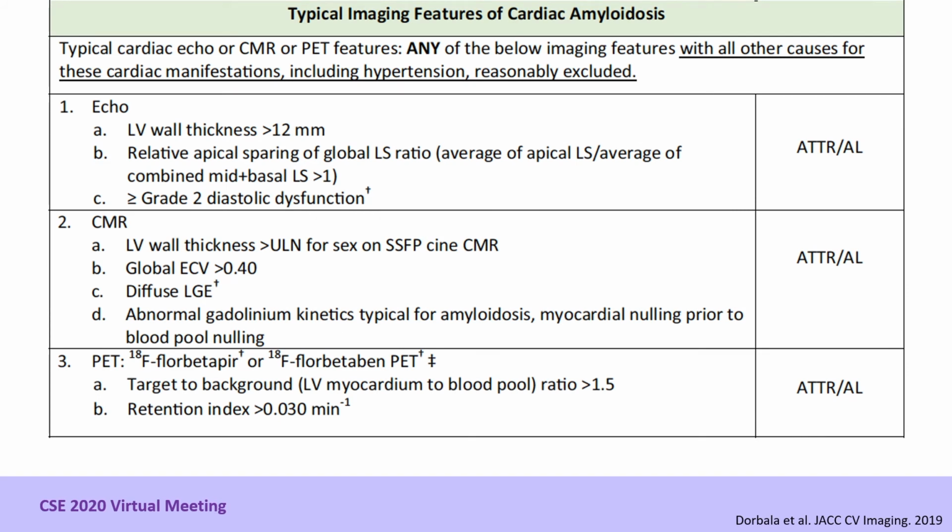Typical imaging features of cardiac amyloidosis were proposed in the 2019 consensus recommendations. On echo, they identify increased LV wall thickness more than 12 millimeters, a relative apical sparing of the global longitudinal strain ratio with a ratio value of more than 1, and greater than or equal to grade 2 diastolic dysfunction. From MRI, they include an increased LV wall thickness, global ECV of more than 0.4 or 40%, diffuse late gadolinium enhancement, and abnormal gadolinium kinetics, in addition to PET findings.